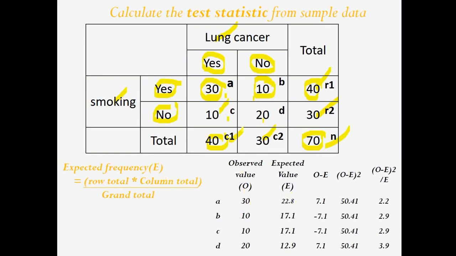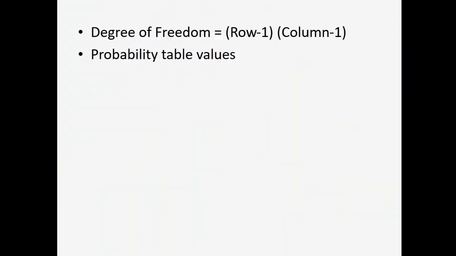So the observed values are 30, 30, 10, 10, 20, and each of the expected values has been calculated. And we need to calculate observed minus expected, then observed minus expected the whole square, then observed minus expected the whole square divided by expected. We need to summate these values, and we will get the chi-square value or the test statistic. Then the third step is to calculate the degree of freedom. As I told earlier, for a 2 by 2 table, the degree of freedom is always going to be 1. Then we have to look at the probability table values.